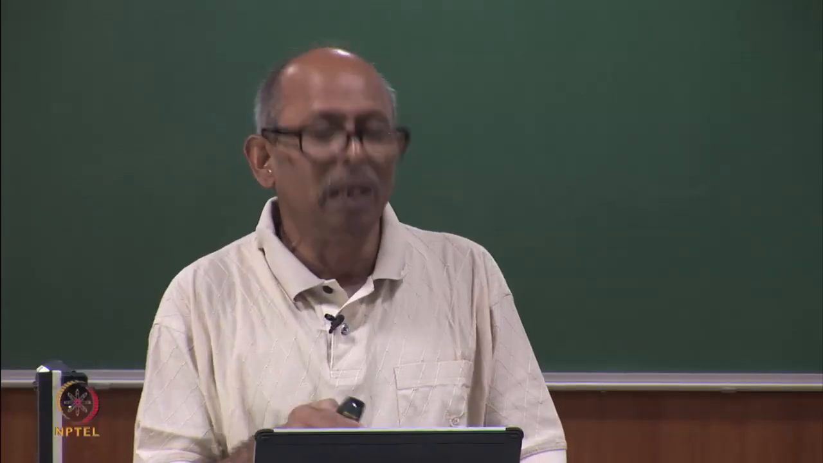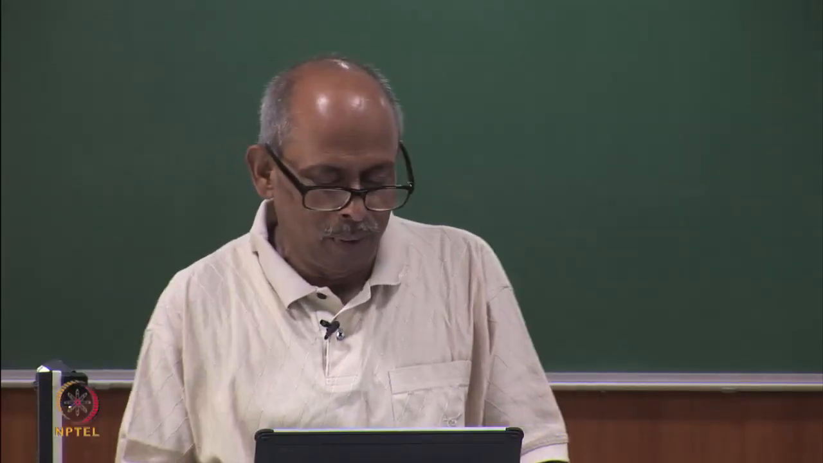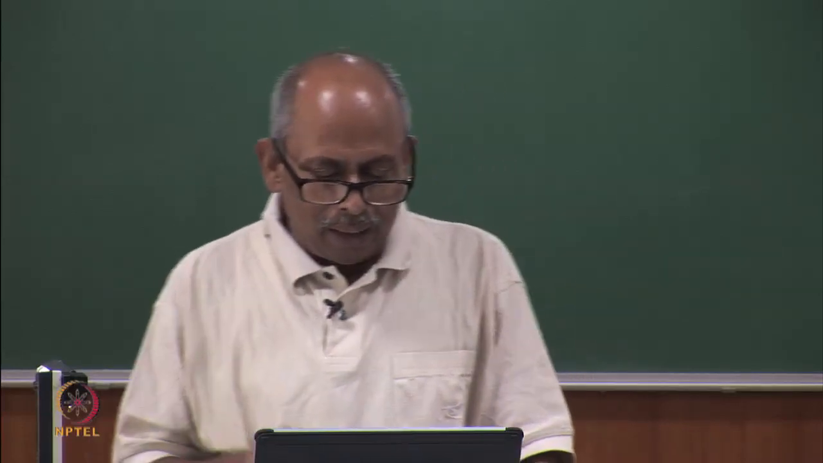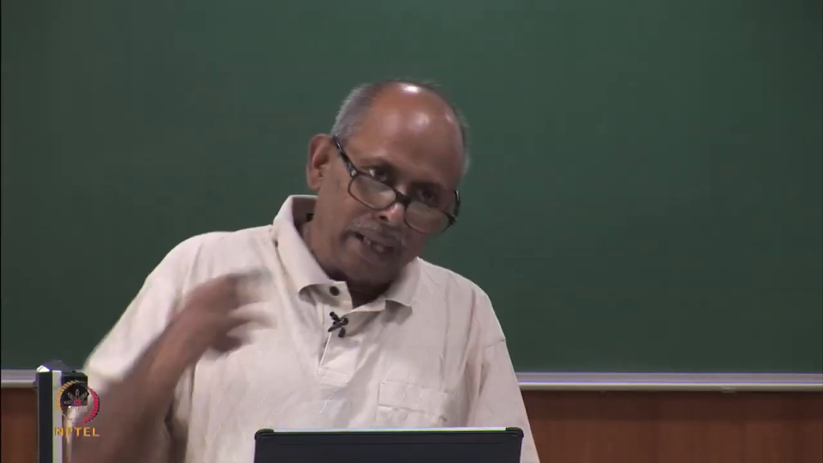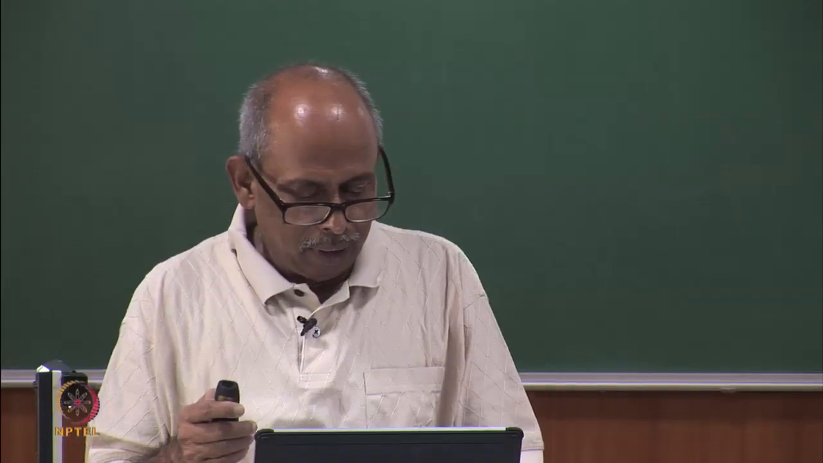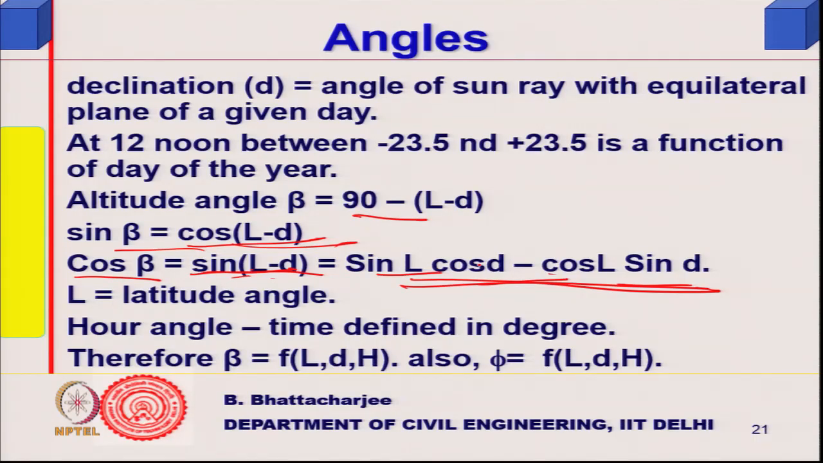If I want to take hour angle, that becomes a little bit more complex, which we will look into. Hour angle is time defined in degrees, so I can take that also into account. Therefore, beta is actually a function of latitude, declination and hour angle. Similarly, azimuth angle is also a function of latitude, declination and hour angle.